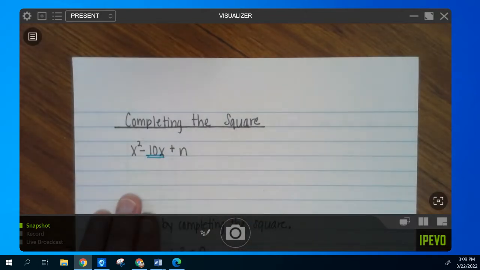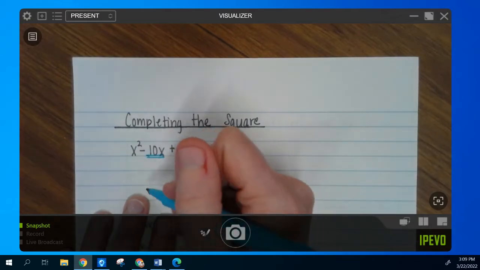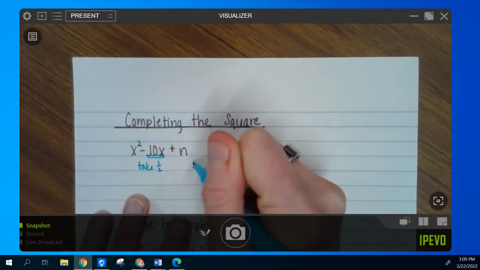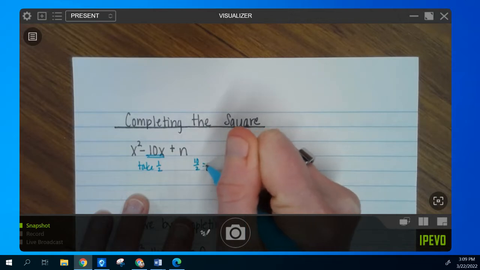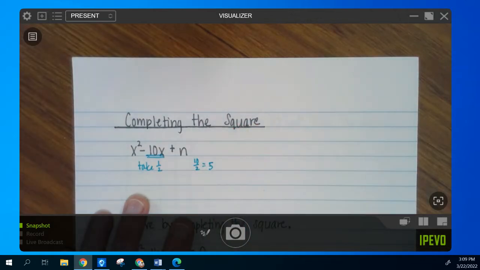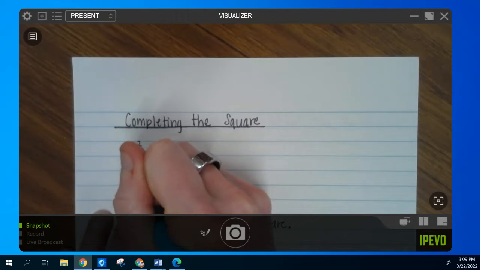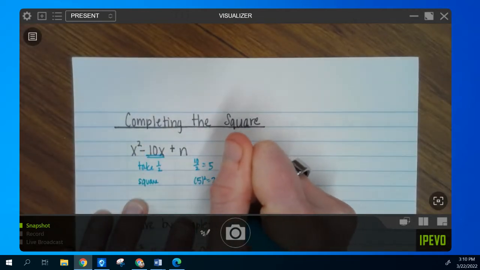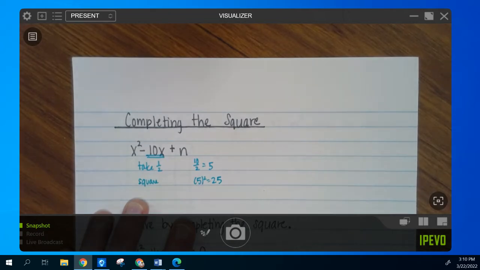In this case right here, I have negative 10. To complete the square, I'm going to take half of that value. So if I take half of 10, I'm going to get 5. And now, once I have half of that value, I square that amount. So 5 squared would be 25. And that's going to be the value that would complete the square.